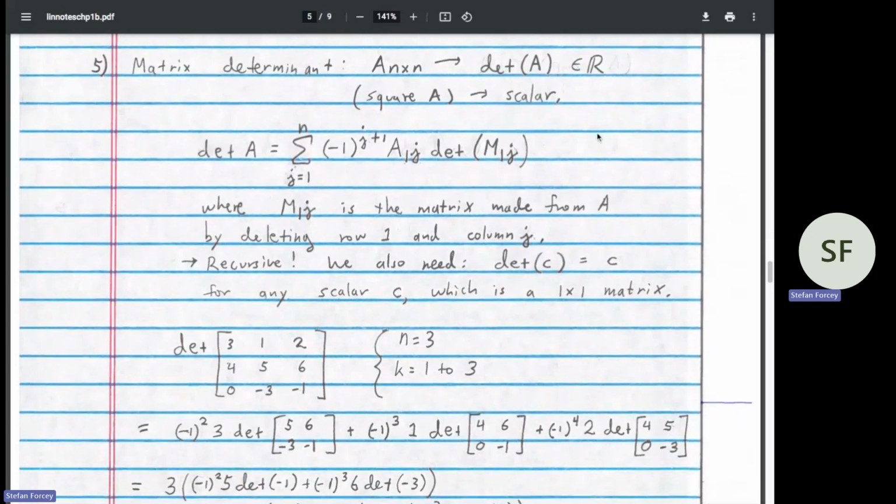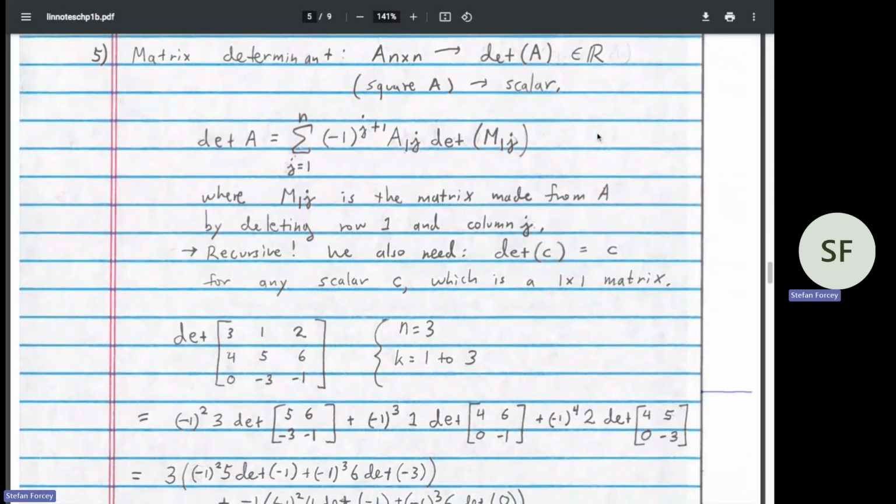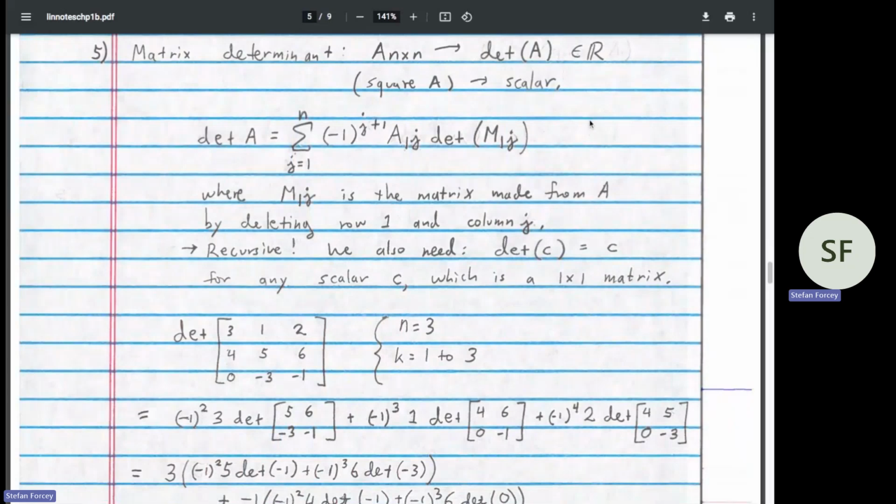Now I'll start with the fancy definition, and then I'll show you how it works. It's a sum. The determinant of A is the sum from j equals 1 to n. Remember, n is the number of rows and the number of columns. You have to do an alternating sum. That means you're going to have a negative every other term, and it's -1 to a power. In order to make that alternating, you use j plus 1, so it starts with a positive. That'll be 1 plus 1, so -1 squared, and then -1 cubed, and then -1 to the 4th, and so on.